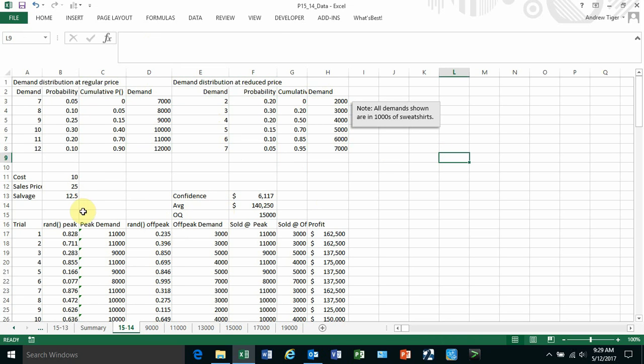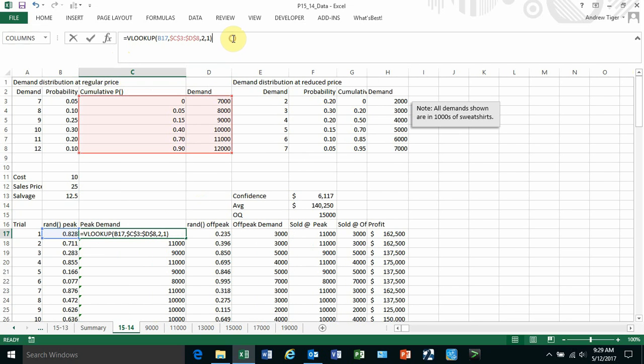So we can sell the peak demand at 25 bucks. We can sell the off-peak at 12.50, 50% off. It costs us $10. So again, we're trying to figure out our order quantity. So how I solve this is I first of all generated a random number and then calculated my peak demand using a VLOOKUP. I don't use the NORM.INV function. I'm using the VLOOKUP where I look up my random number in this cumulative distribution, grabbing the second column or the demand column.